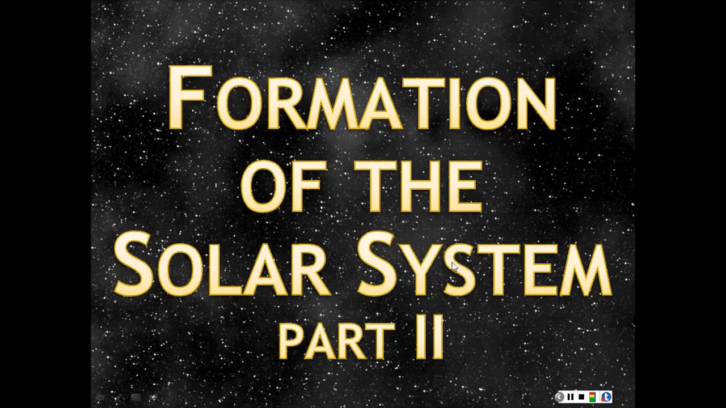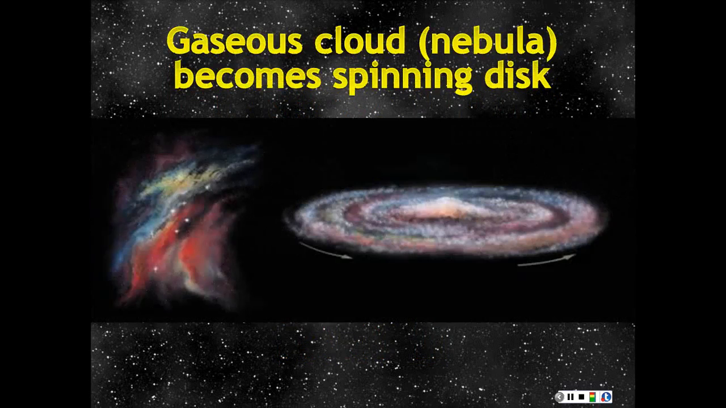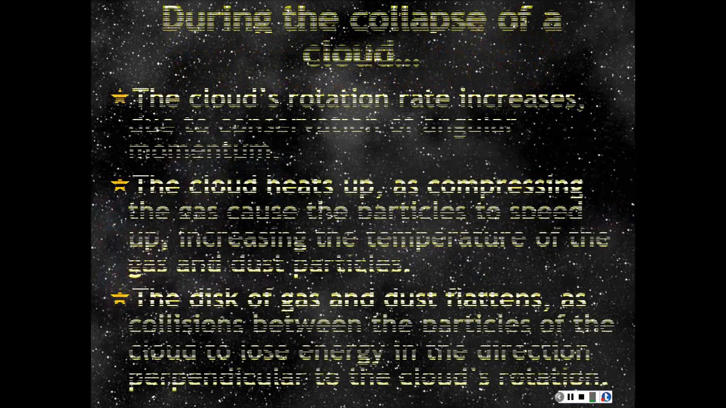So here we've made a collapsing cloud collapse down. It's spinning fast, and it's in a disk shape. But it's mostly full of gas, some dust, but mostly gas, and so we still need to make planets in it. So here I have my gas cloud collapsing and forming a spinning disk.